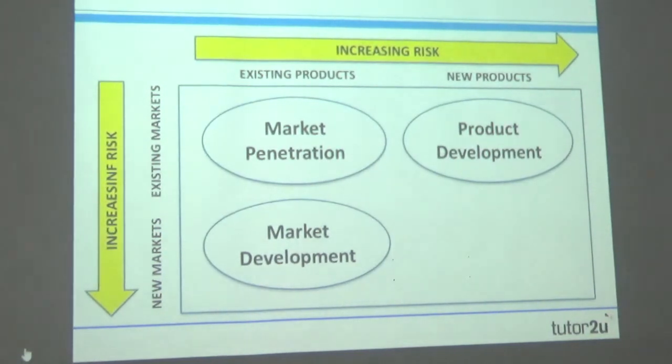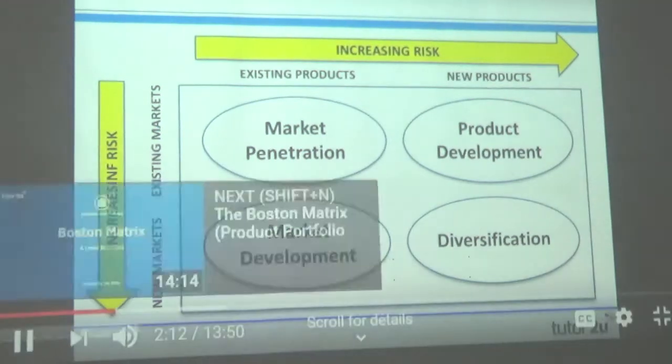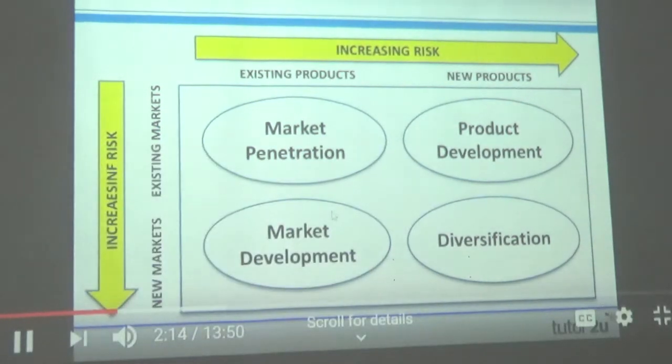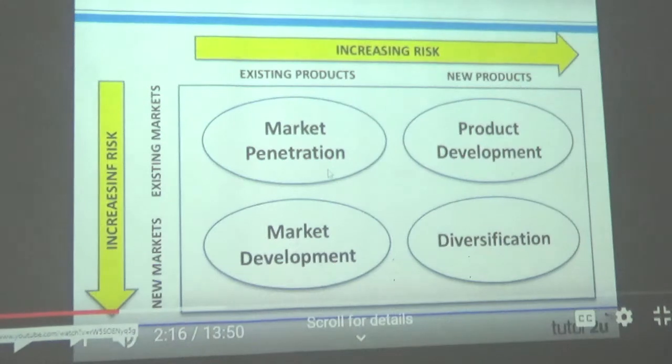And lastly, the famous fourth part of the grid, the bottom right, which in theory is the riskiest of the 4 options, is called diversification, where a business tries to sell new products into new markets. Let me just highlight something real quick. So, market penetration. You know the product, there's already a bubble tea market, you're a bubble tea shop.